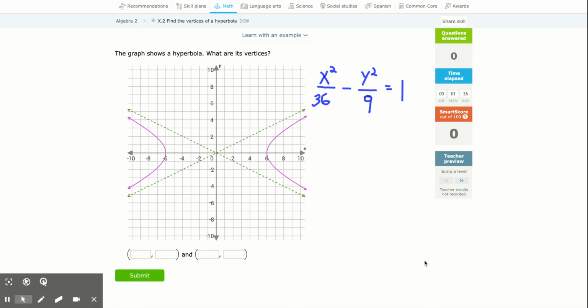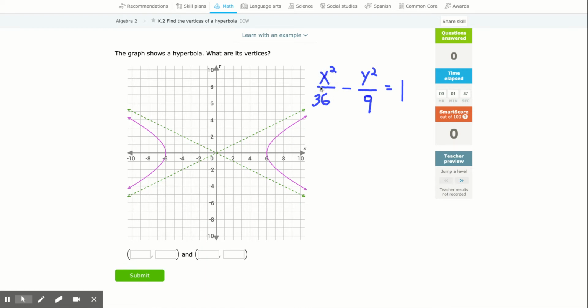Welcome. In this lesson, we're going to learn to find the vertices of a hyperbola. There are always two vertices, and they're the two closest points of the two hyperbolas that are symmetric about the center, right? Now, I wrote the equation of this one because I want to emphasize something.